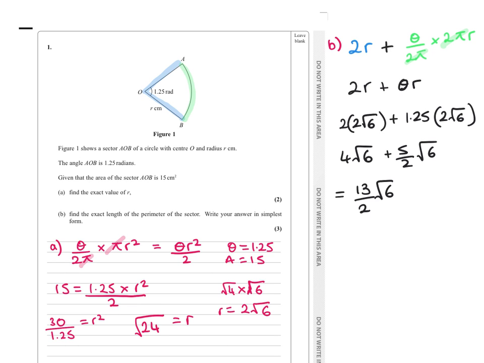Now, don't forget, this is also centimetres, okay, because we've worked out the perimeter. Nice and easy, 5 marks. Yeah, if you write 13 root 6 over 2, that's also the same thing. Okay? Right then.